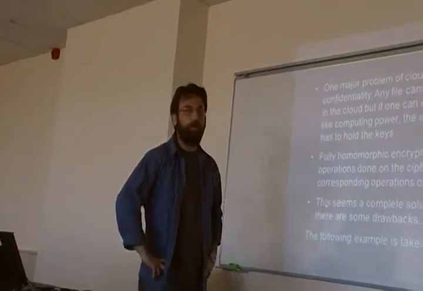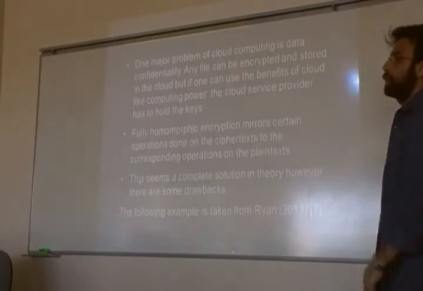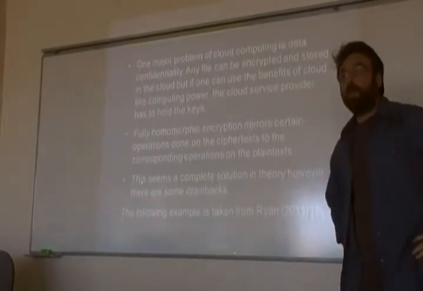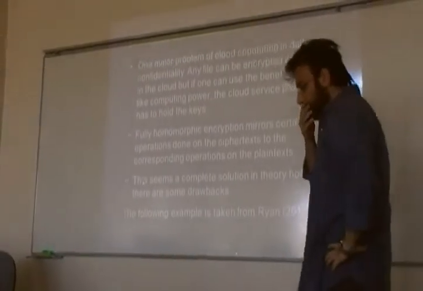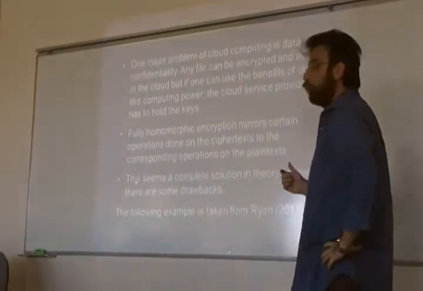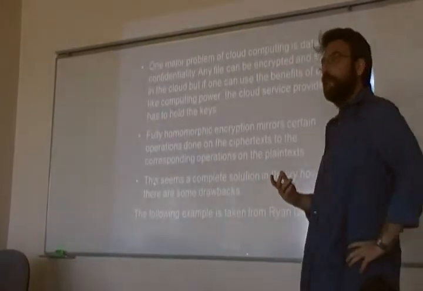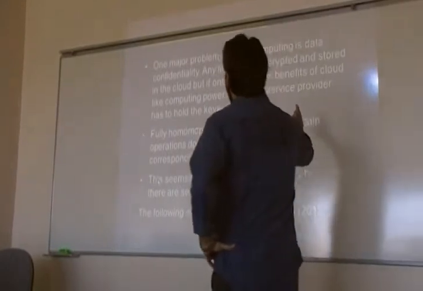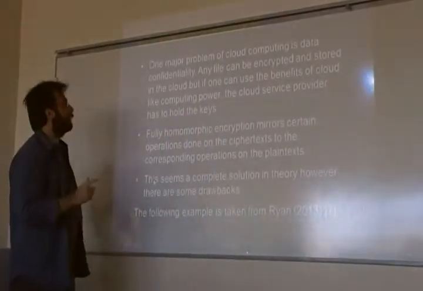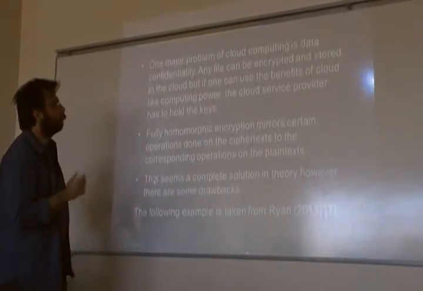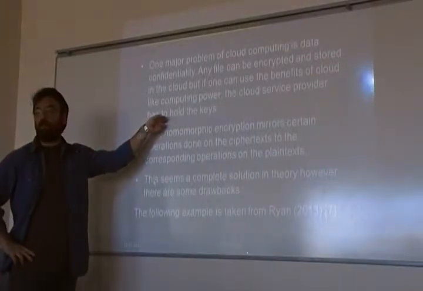Continue. Fully homomorphic encryption. Well, encryption is very important for data confidentiality, but considering the cloud, it has some problems, like how you process the encrypted data. Any file can be encrypted and stored in the cloud, but if one wants to use the benefits of the cloud, like computing power, the cloud service provider has to hold the keys. So this is a problem.